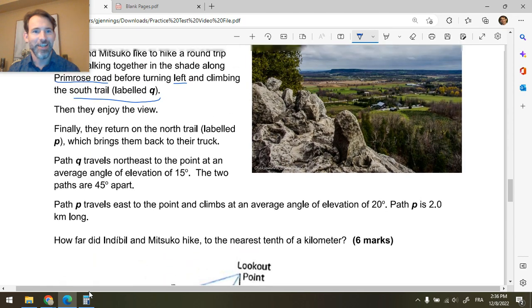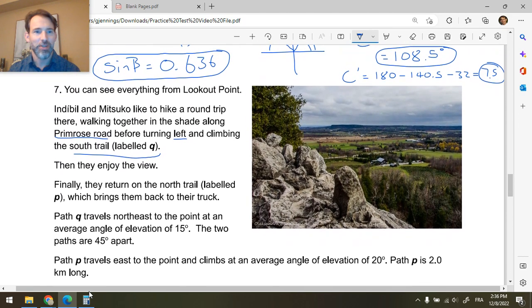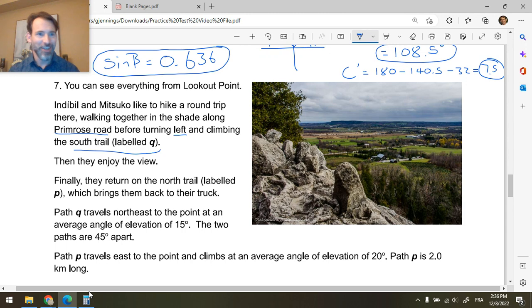Hi, team. Let's take a look at this question here, number 7. You can see everything from Lookout Point, and I really want you to imagine that you're up there on top of the point looking out, and you've just had a beautiful hike along Primrose Road, and then you started climbing the South Trail, and then enjoyed the view, and then finally returned on the North Track.